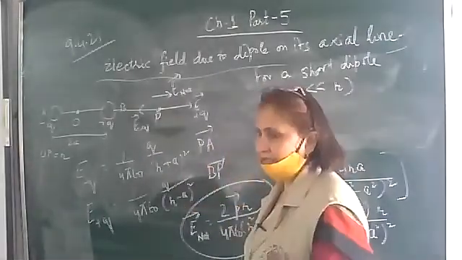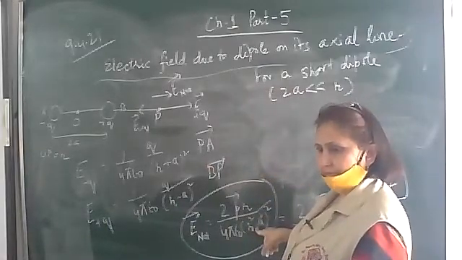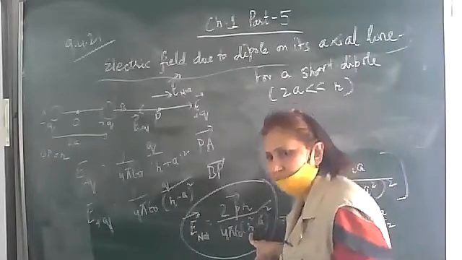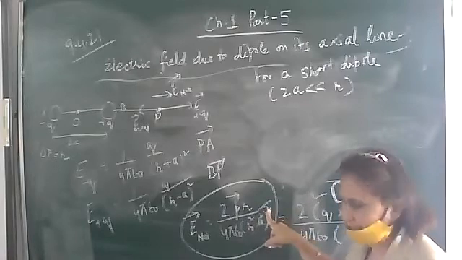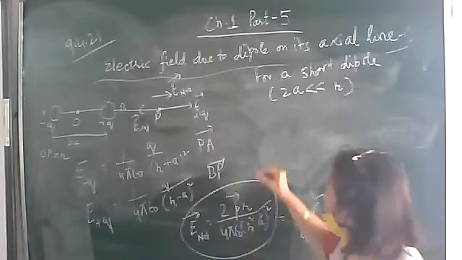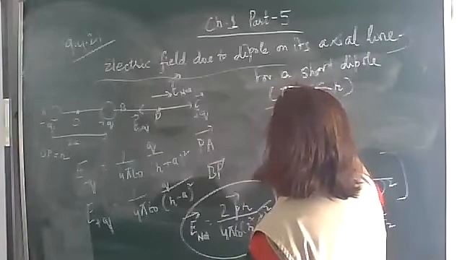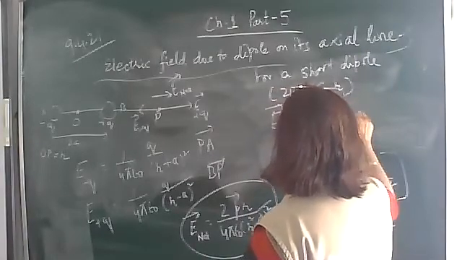In that case, this is the net electric field. In the denominator, can you neglect a as compared to r? a is much less than r. Neglect a, what do you get? r square into r square, r raised to the power 4, one r in the numerator cancels out. So what is the electric field? Electric field is 2p vector upon 4 pi epsilon naught r cube.